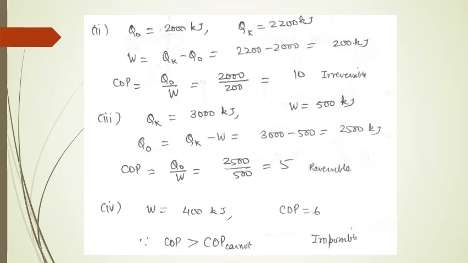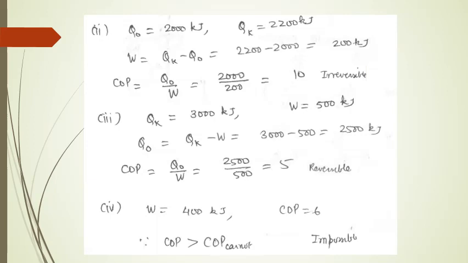Third, Qk is equal to 3000 kilojoule, W is equal to 500 kilojoule, and from this we compute the value of Q0, which comes out to be 2500 kilojoule. So it would yield the COP as computed from energy data to be 5. So basically it is the case of a reversible refrigerator.